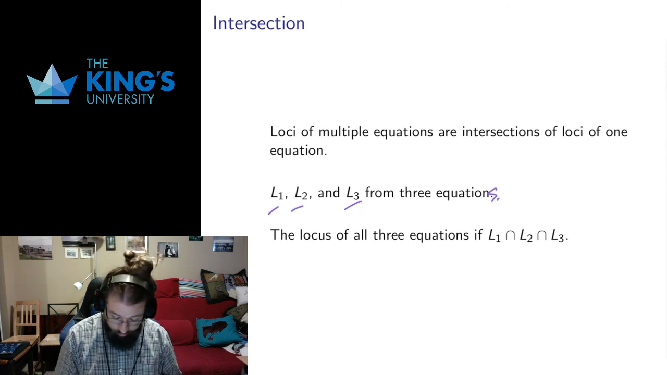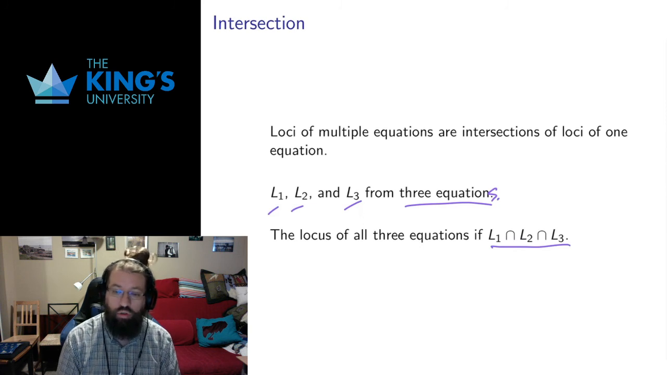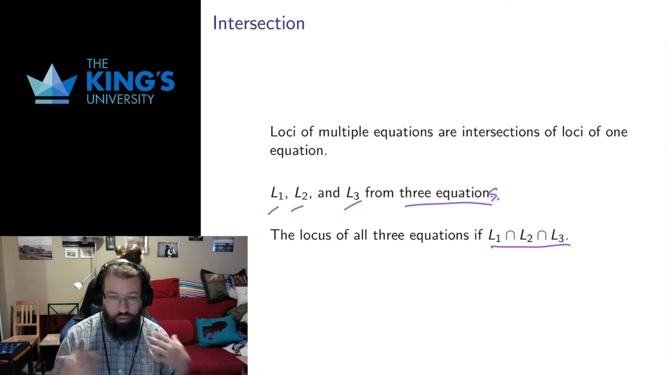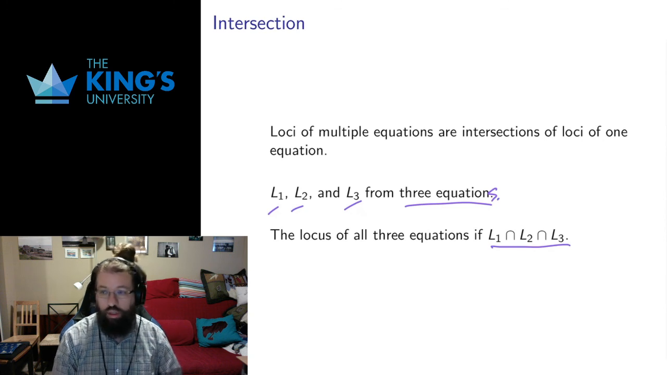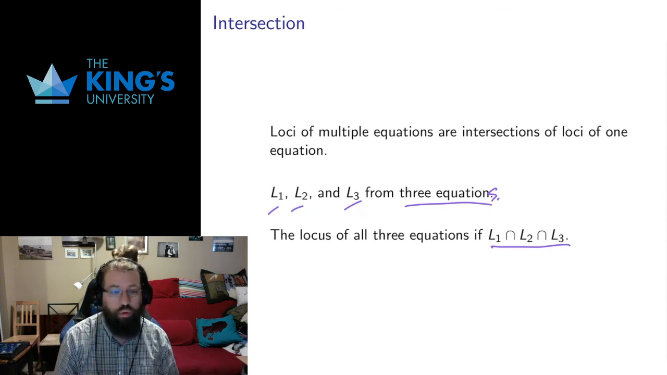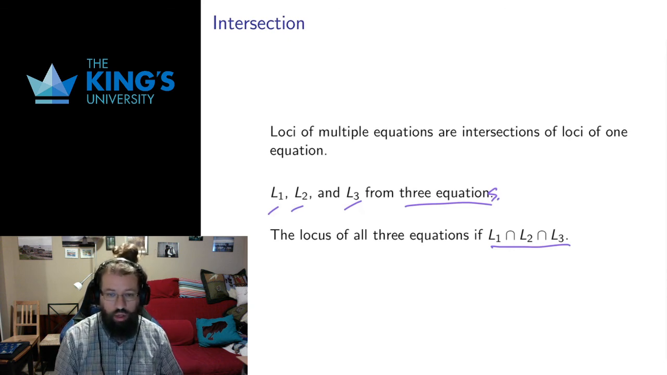So if I look at all three equations at once, I can think of the locus of all three equations. So I can pose all three restrictions at once. And what I'm going to get then is the intersection of all three of these loci. So you can think of the locus of multiple equations as the intersection of the loci of the individual pieces. If you have two equations in R3, each one's going to be a plane. The locus of both equations, you're going to look at the intersection of those planes, which in most cases will be a line, and so forth and so on, in this pattern. So it's a really nice conceptual thing to think about loci of multiple equations as the intersection of the individual loci coming from each equation.